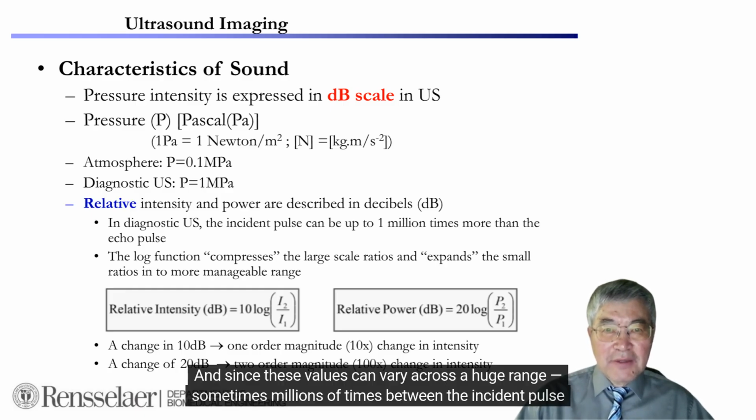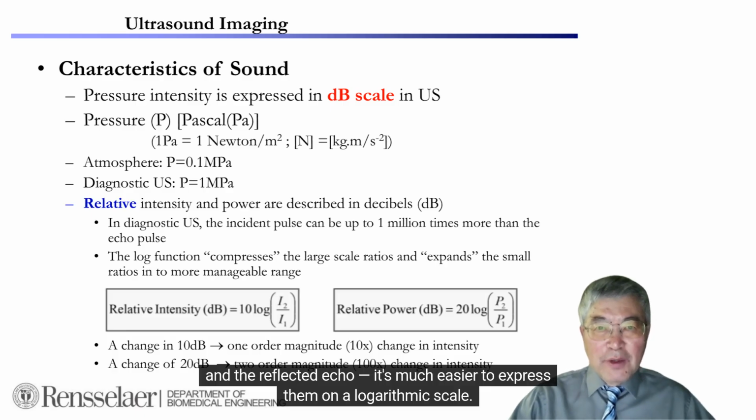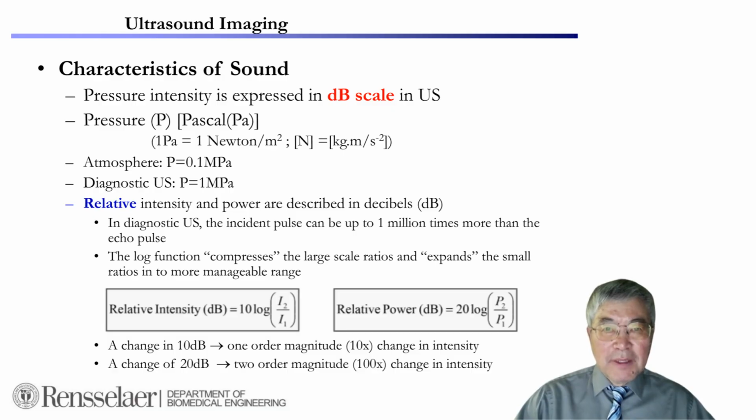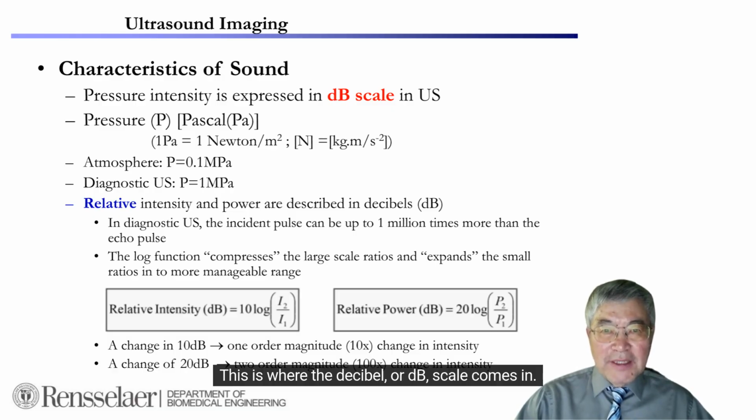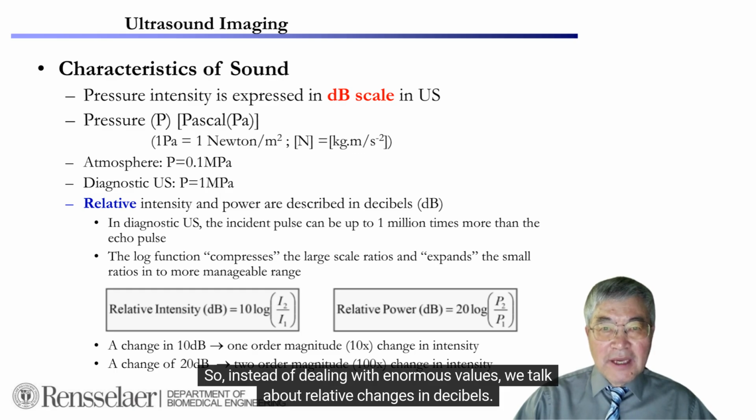And since these values can vary across a huge range, sometimes millions of times between the incident pulse and the reflected echo, it's much easier to express them on a logarithmic scale. This is where the decibel or dB scale comes in. It compresses large ratios into smaller, more manageable numbers. So instead of dealing with enormous values, we talk about relative changes in decibels.